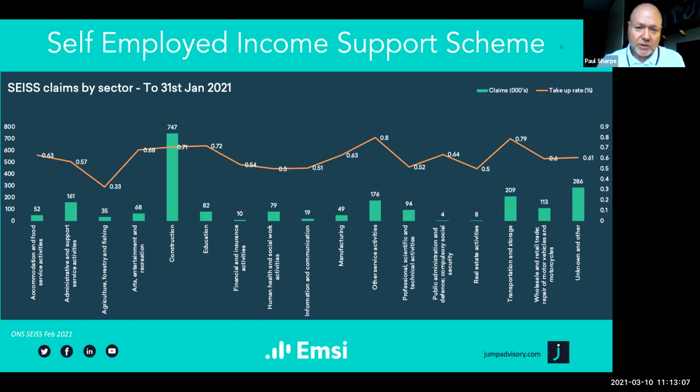Of course, this has been extended now, hasn't it? It's been ratified at the budget, and it's going into this year as well. One of the challenges around the self-employed income support scheme was the fact that it precluded people that had set up business fairly recently. Hopefully, with it being extended now, people that have set up in the last 12 months can apply for that.